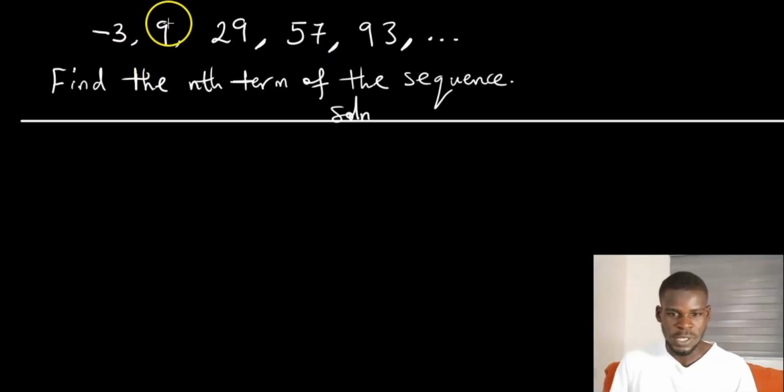Okay, so this looks like it should be an AP, of course. Let's see, this is 9 minus -3, that's 12, okay? But if you add 12 to 9, well, we don't get 20, we get 21. So this doesn't follow a linear sequence. So what do we do?